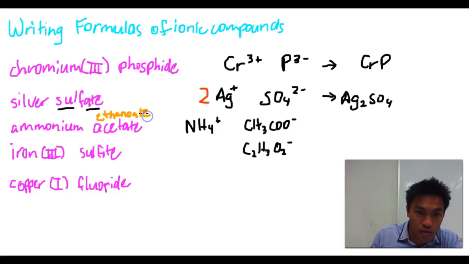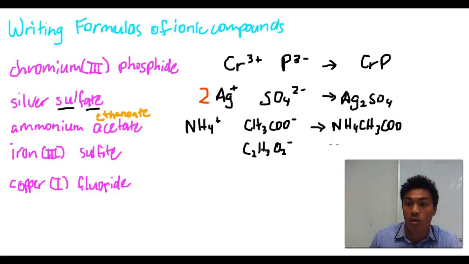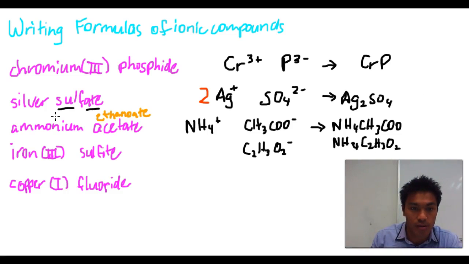So it's one of those tricky naming ones. You can write either way, but remember it can be acetate or ethanoate. They're both the same thing. So here, +1, -1, they're just going to balance each other out. They're going to neutralize each other, so it's going to be NH4CH3COO, or NH4C2H3O2. Okay, and that's balanced. Now it looks kind of confusing, but you don't need brackets here because neither of them are being multiplied.